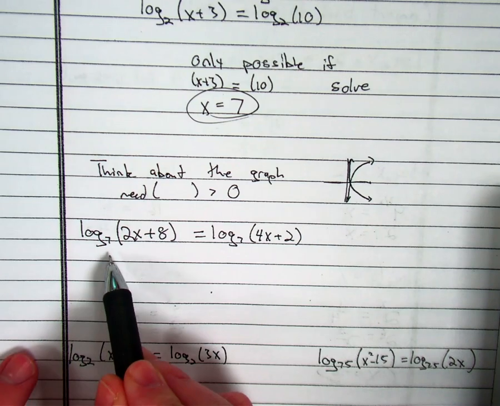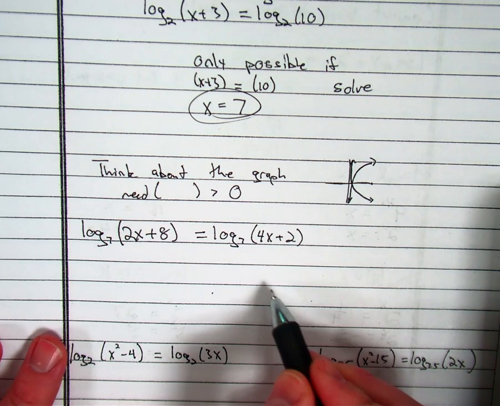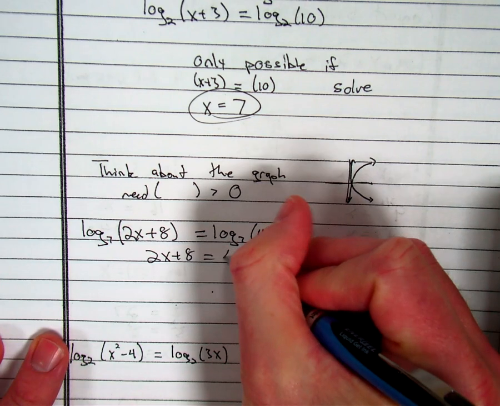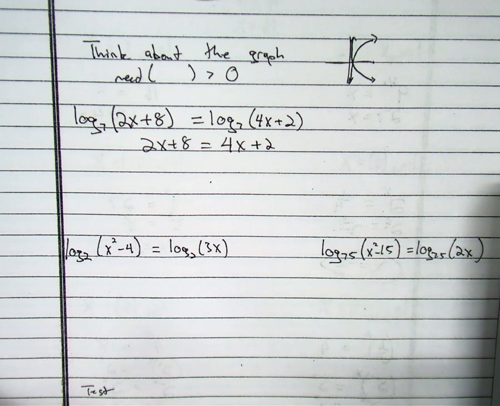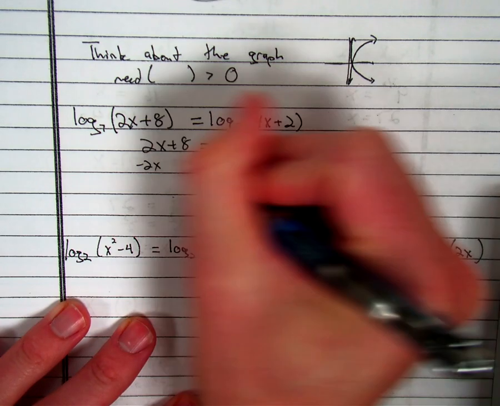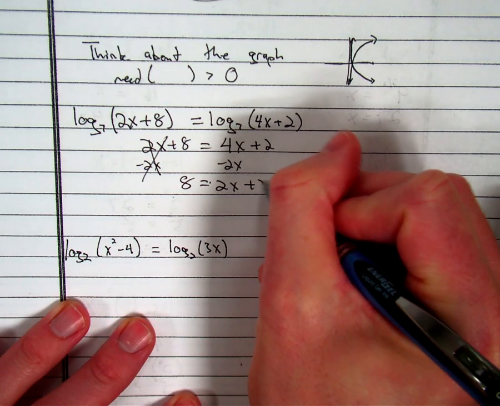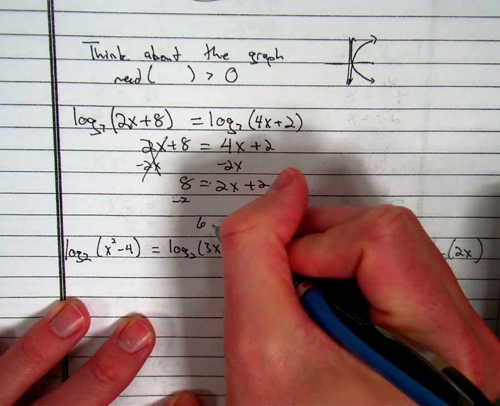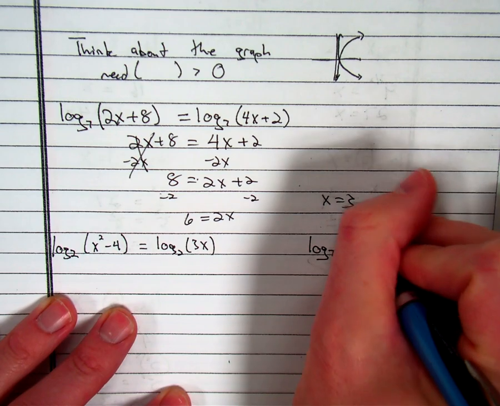Okay, we have log base 7 of something equals log base 7 of something else. So we've got to put the two somethings equal to each other and solve. I'm going to subtract the 2x, and subtract 2. We'll have 6 equals 2x. We can divide by 2 and get x equals 3.